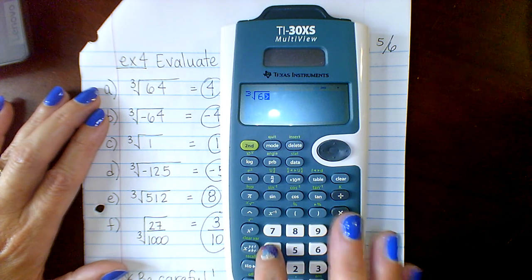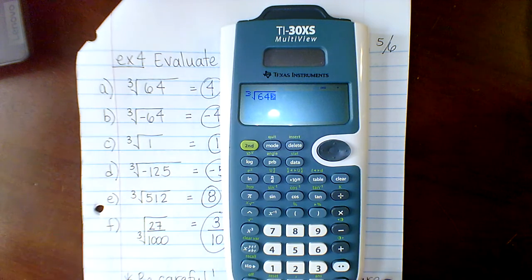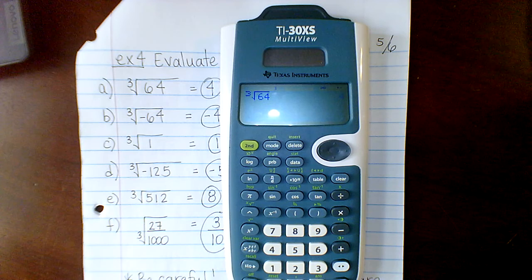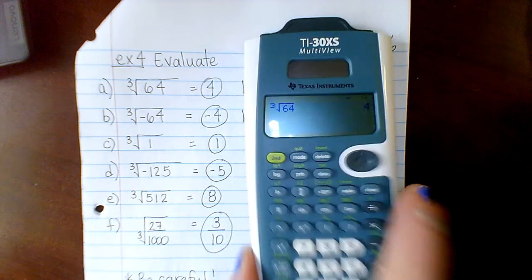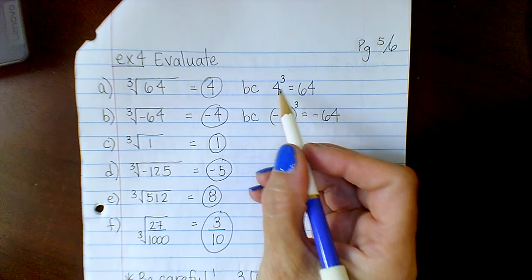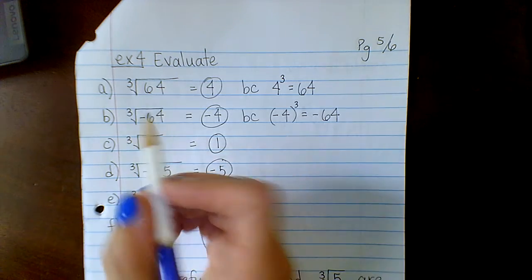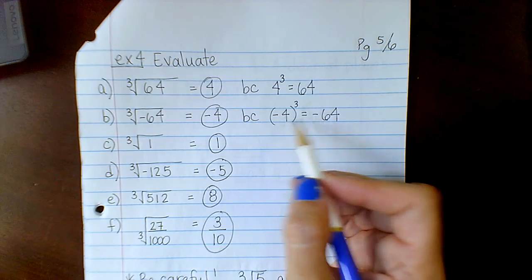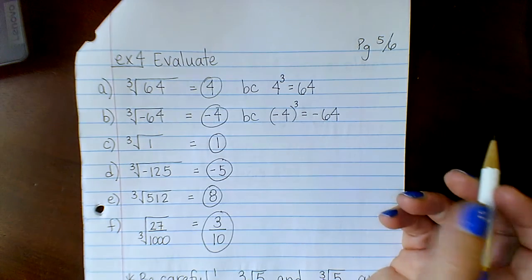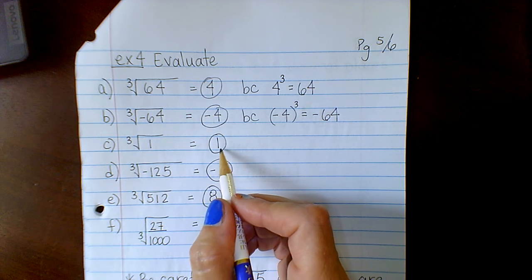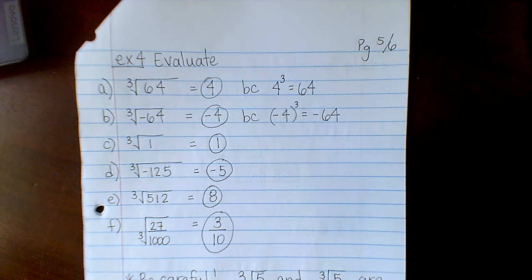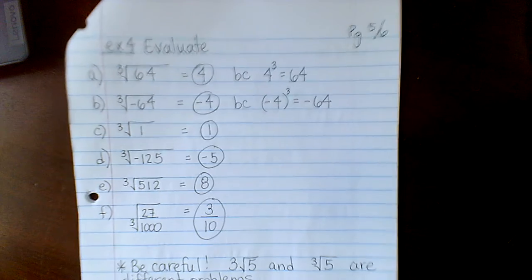That's one thing I like about this calculator: it displays stuff just like it looks, in kind of math text. All right, so the cube root of 64 is 4, because 4 times 4 times 4 is 64. Similarly, the cube root of negative 64 is negative 4. You can put this one in your calculator as well. The cube root of 1 is 1. So I just want you to put all these in your calculator and see how it goes.